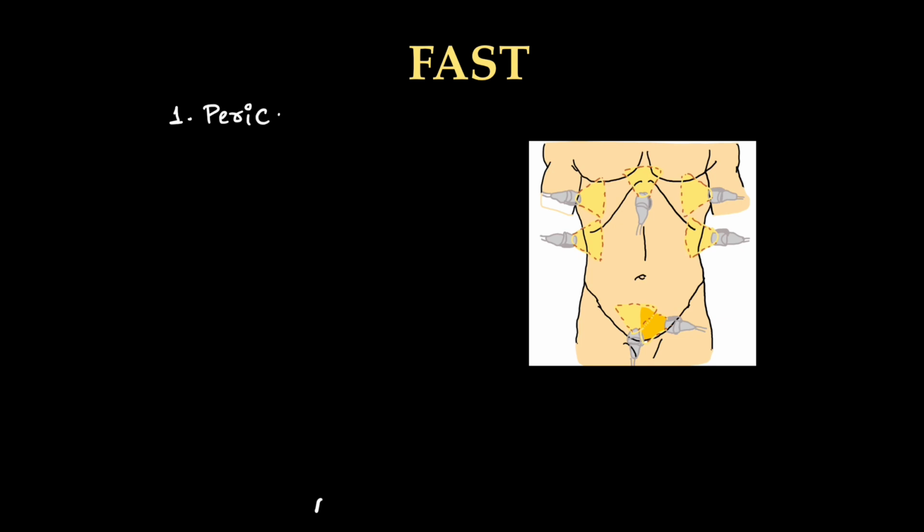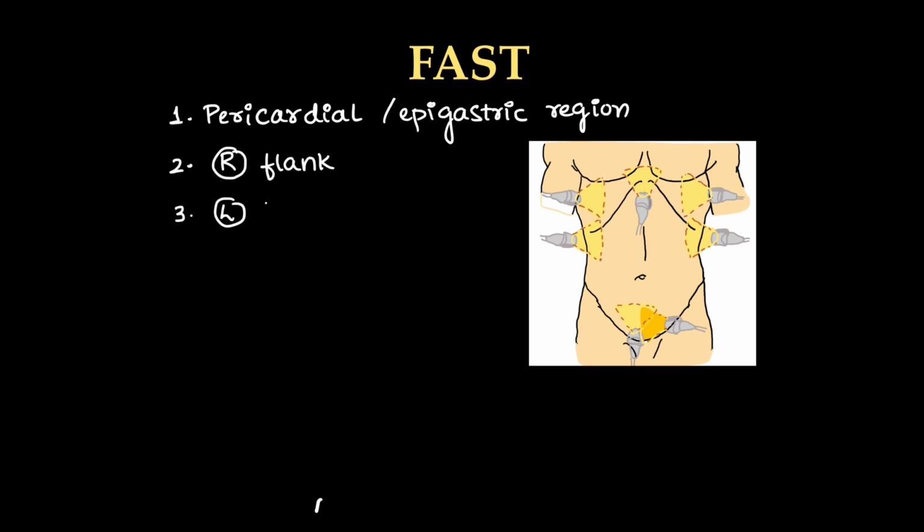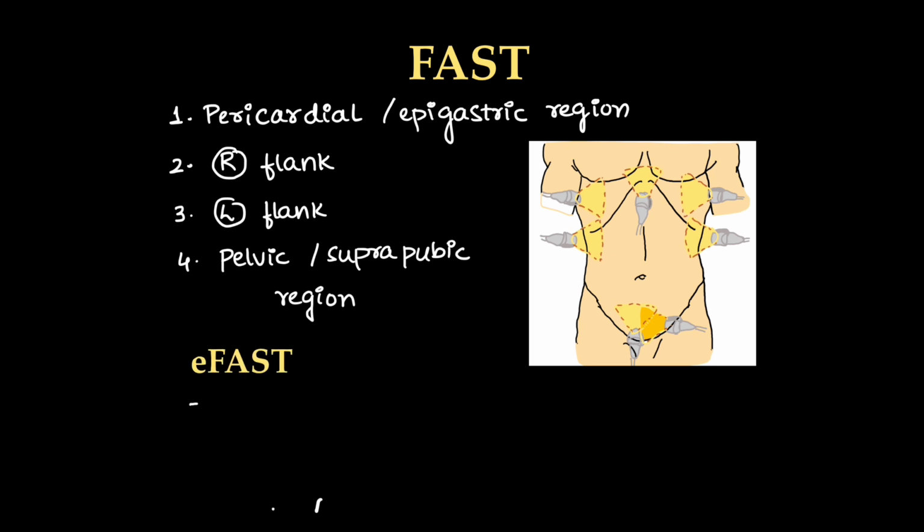How is ultrasound FAST done? We have to scan the following areas. First, we look at the pericardial or epigastric region by keeping the probe in the midline. Next, the right flank and the left flank. Next, we assess the pelvic or suprapubic region by keeping the probe in the suprapubic region. Now we also use extended FAST or E-FAST, where bilateral pleural cavities are also assessed.